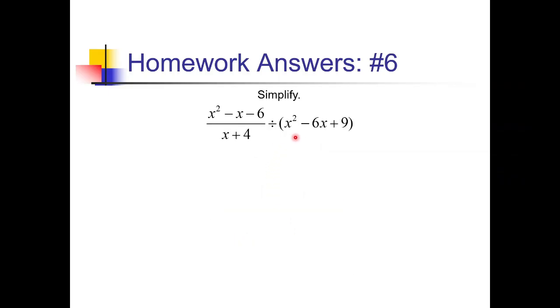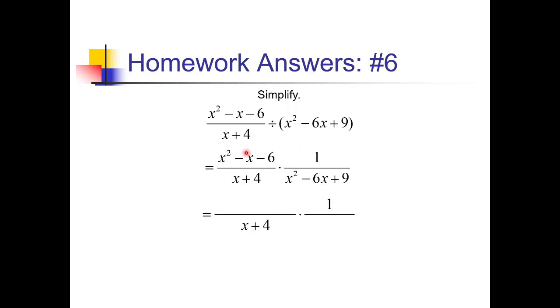To start this division problem, let's multiply by the reciprocal of this second one. So this is going to be my first fraction times 1 over x squared minus 6x plus 9. And now let's go ahead and factor. We don't need to do anything with the 1 and the x plus 4, but in the upper left here, things that multiply to -6 and add up to -1, that would be +2 and -3, so x plus 2 and x minus 3. And down here, multiplying to 9 and adding up to -6.